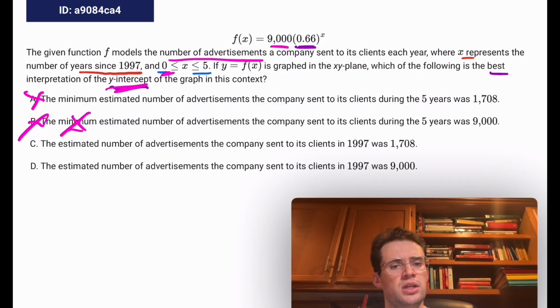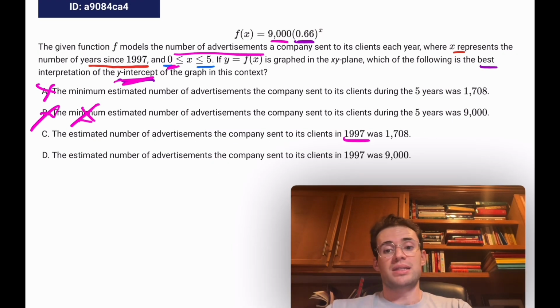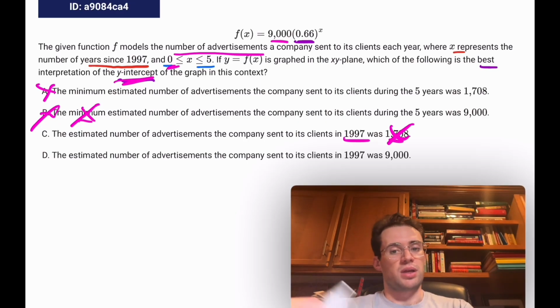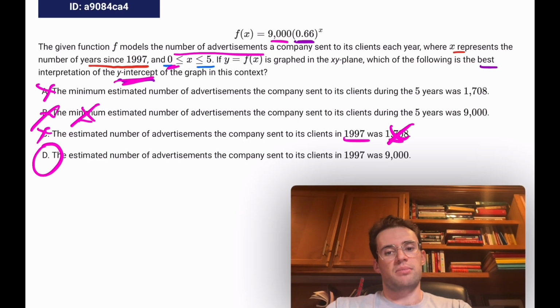Again, like we said, the estimated number of advertisements the company sent to its clients in 1997. That's really what they're looking for. So when x is 0, that means it's in the year 1997, but the number's wrong, right? So it's not 1708, it should be 9,000. So we know it's going to be D, but the estimated number of advertisements the company sent to its clients in 1997, so when x is 0, that is 1997, was 9,000.